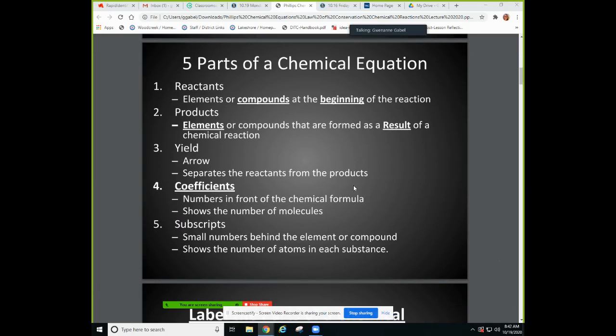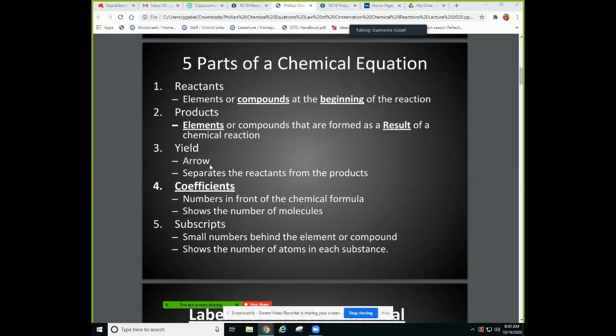Okay, there are 5 parts. We have reactants, which is the left side of the equation, and they're going to be elements or compounds at the beginning. They're what you start with. Then we also have products, which are on the right side of the chemical equation, and they are what is produced. They are the result of the chemical reaction. They are the new elements or compounds that have been formed by mixing the reactants.